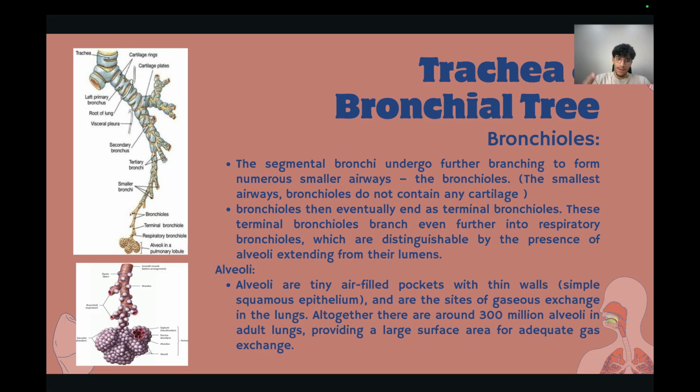You have the pulmonary capillaries around them, and altogether they exchange air, and there are around 300 million alveoli in adult lungs, which provides a large surface area for gas exchange.